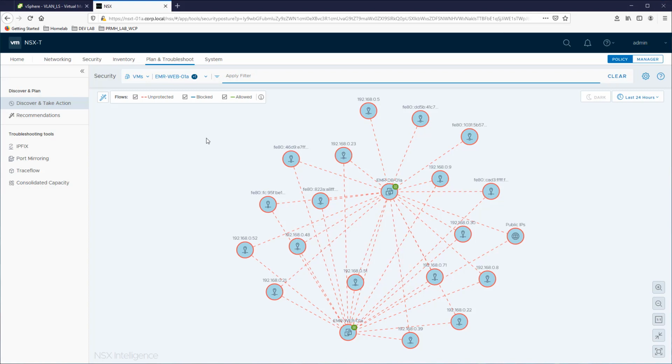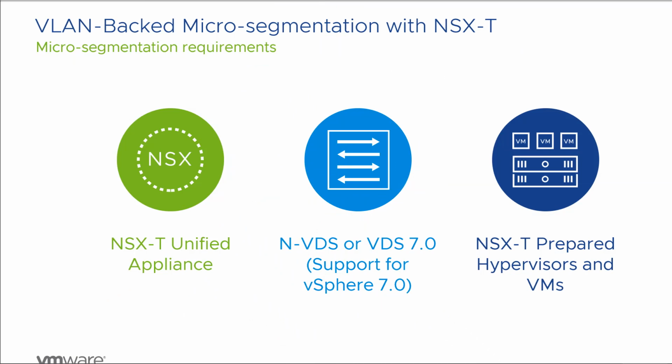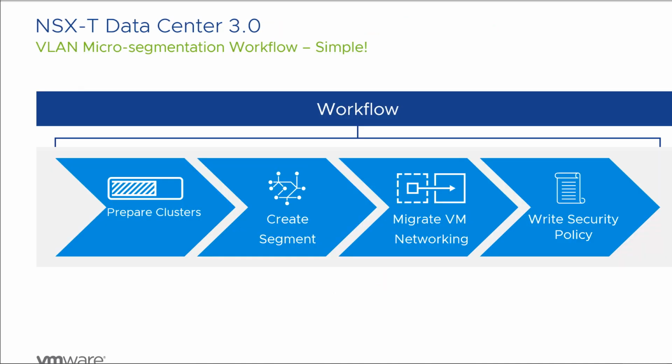NSX Intelligence will actually allow us to make recommendations off all of the different traffic patterns that we see here and automatically add those recommendations as firewall rules to create east-west microsegmentation policy automatically, versus having to do it manually in the distributed firewall. Getting up and running with NSX-T for VLAN-backed microsegmentation is super simple. The requirements are minimal and the process is simple to follow and use. NSX-T makes the entire process easy for customers, and when coupled with NSX Intelligence, customers will be microsegmenting their applications automatically in no time.